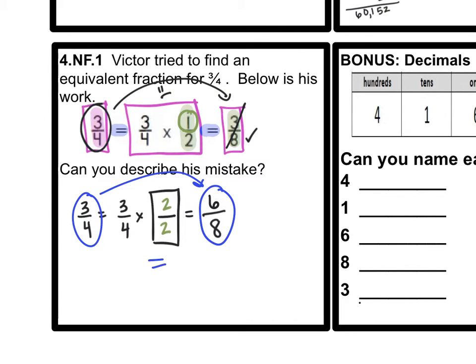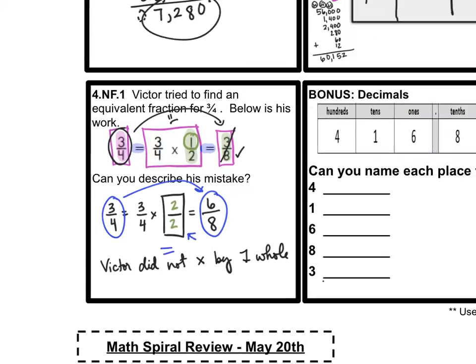Okay, so what you can describe his mistake as is that he was not multiplying by 2/2. Victor did not multiply by 2/2. Okay, that's his main mistake. He multiplied by 1/2 instead.